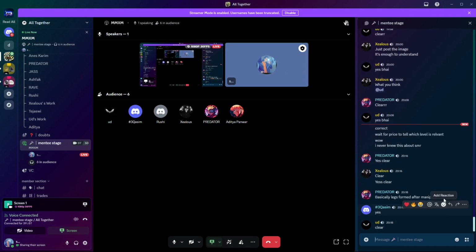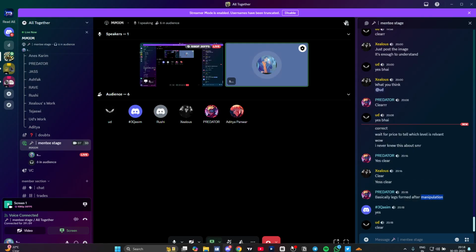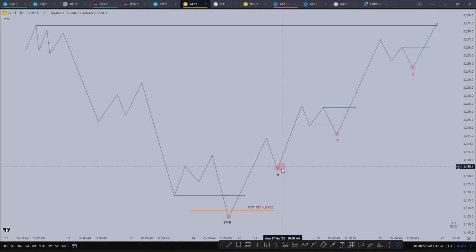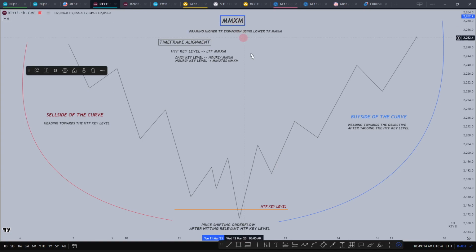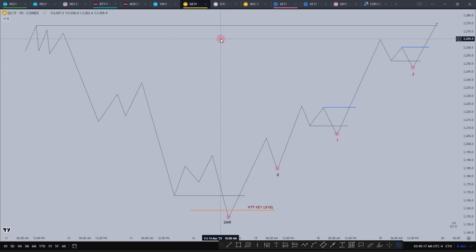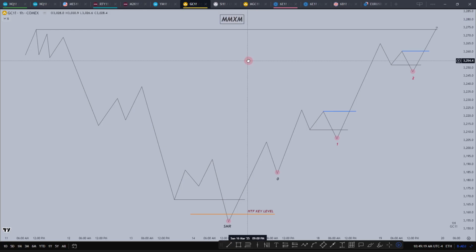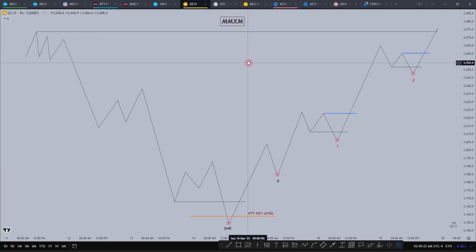Nope, not necessarily after manipulation. Was this leg formed after manipulation? Nope, right? This was the leg formed due to manipulation. This could have been without manipulation as well. The leg which makes price go higher in a bullish or buy side of the curve, or in a MMBM, market maker buy model.